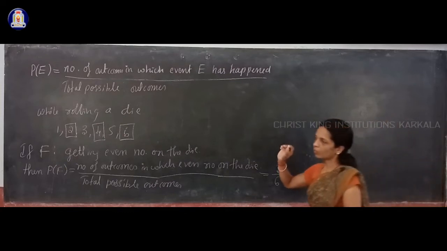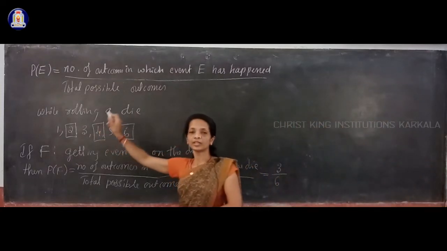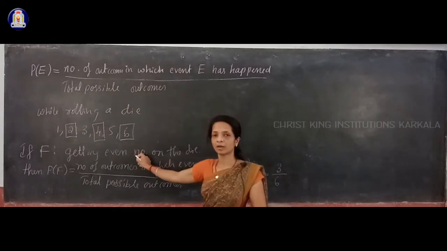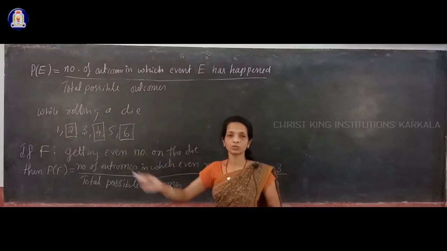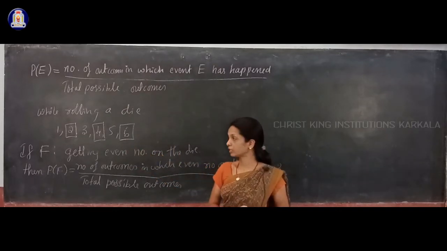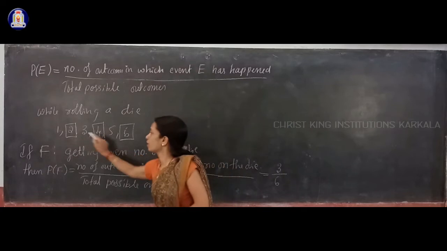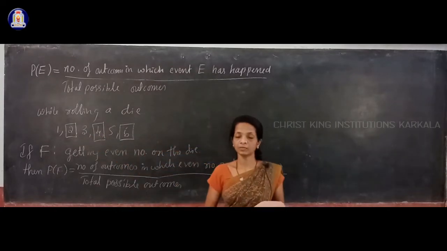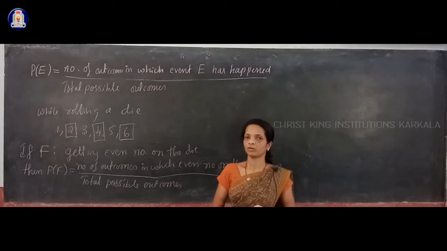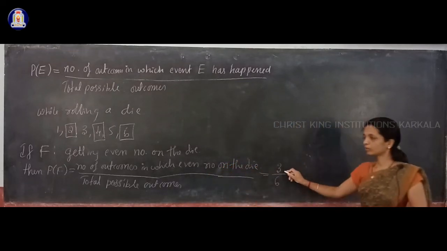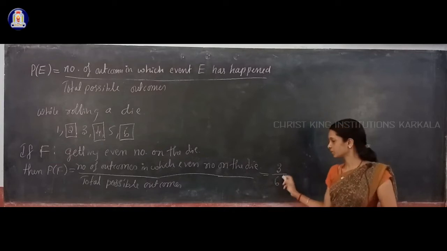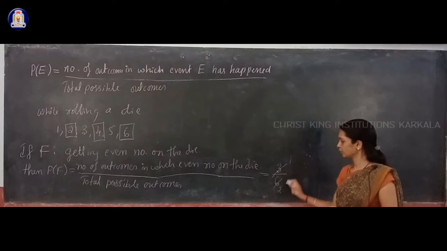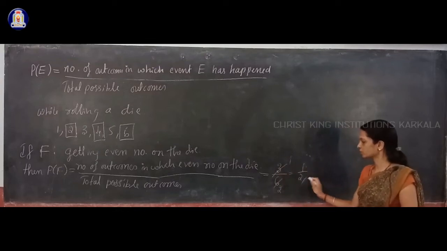While rolling a die, if you get a number 4 on the die, then we say that event F has happened. If you get a 6 also, then event F has happened. If you get a 2 on the die, then also event F has happened. So in these 3 outcomes you have an even number, you have event F. So the number of outcomes in which event F has happened is 3, dividing by total possible outcomes, that is 6, and 3 twos are 6. So the answer is 1 by 2.